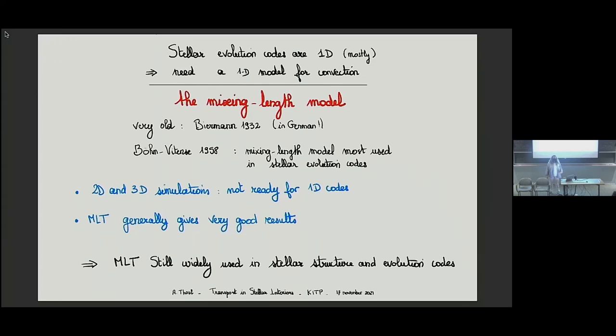The theory that's mostly used in stellar evolution codes is the Böhm-Vitense one from 58, so it's also very old, and it's still the most widely used. What is the reason for that? Well, it works, basically. It generally gives very acceptable results. There's a free parameter that people can adjust. And so because it works, we use it. Also because 2D and 3D simulations of convection are absolutely not ready to be included in 1D stellar evolution codes. Therefore, we use what we have, and that actually works pretty well.